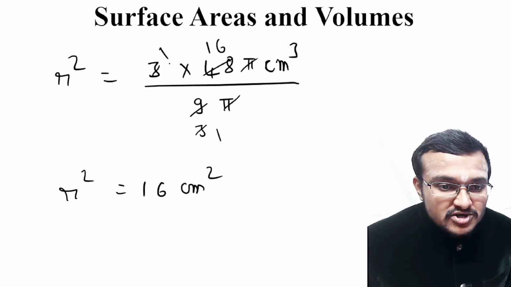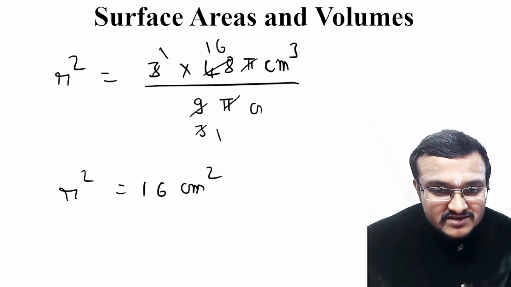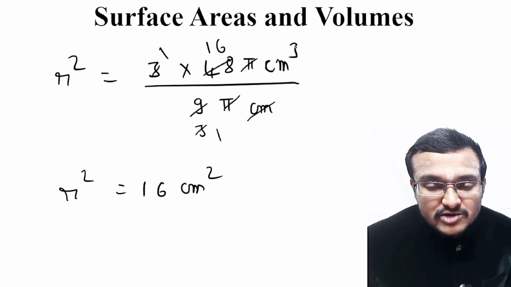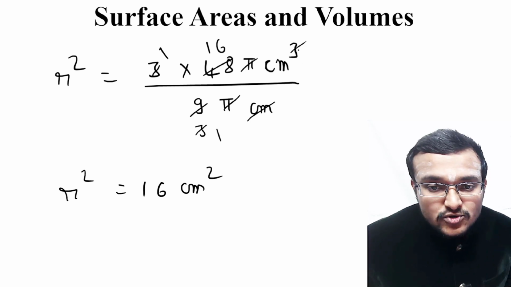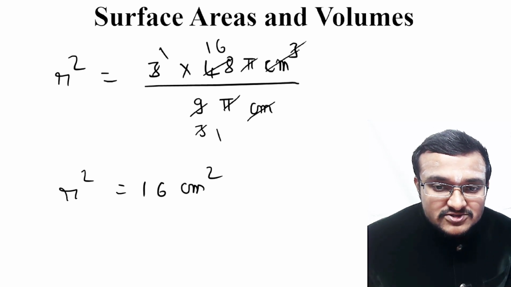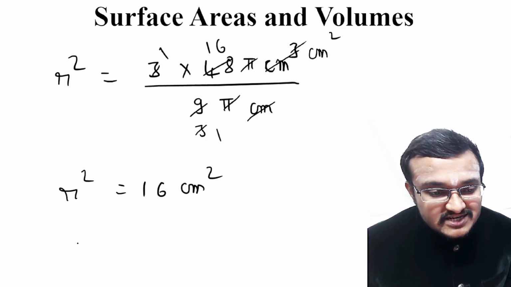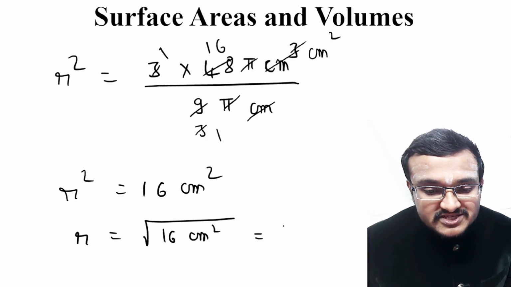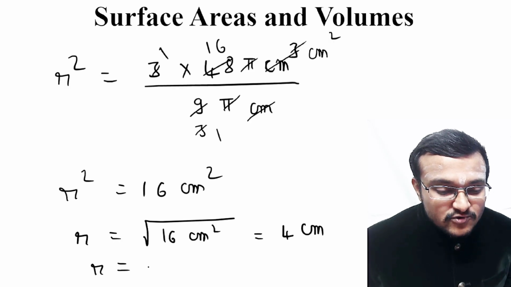centimeter square, because here in the question you have 9. So 9 means this is 9 centimeter. So if you bring that to the denominator, in the denominator also centimeter, 9 pi centimeter will be there. So 1 centimeter in denominator, 1 centimeter in numerator, and the centimeter which is there in the denominator gets cancelled with each other, and only centimeter square will be remaining. So this centimeter cube will become centimeter square. So r square is 16 centimeter square. So you can take the square root of 16 centimeter square. So the square root of 16 is 4, centimeter square, the square root will be centimeter. So r is 4 centimeter.